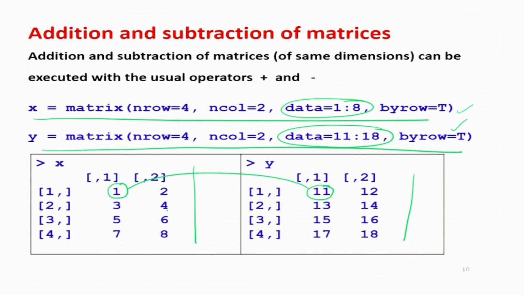Similarly, if you try to take any other element, suppose this element which is in the third row and second column in X, and the same element in the third row and second column in Y, they will be operated, and similarly all the corresponding addresses are going to be operated. So, if you try to add here, then 1 and 11 are going to be added as 12, and if you try to subtract 1 minus 11, that is minus 10.